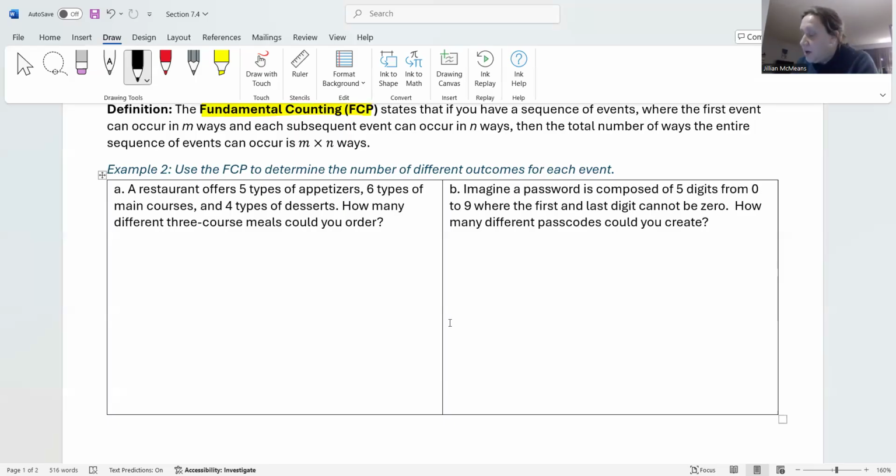Okay. So how many different outcomes for meals could be created with appetizers, main courses, and then dessert? Well, we had 5 appetizers, 6 main courses, and 4 desserts. So, how many different meals could we potentially order? We could order 5 times 6 times 4. What's that? 120. So, there are 120 different meals that could be ordered.